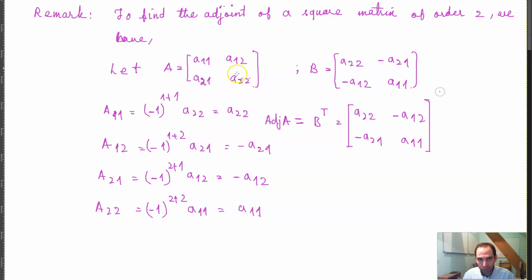So the adjoint of, if A is equal to A of 1 1 and A of 1 2, A of 2 1, A of 2 2, you can see that these two elements have been swapped, meaning that along the diagonal you can swap these two elements, and then you can write the algebraic opposite of this element here and the algebraic opposite of this element here, and that would be how you would generally find the adjoint of a square matrix of order 2.